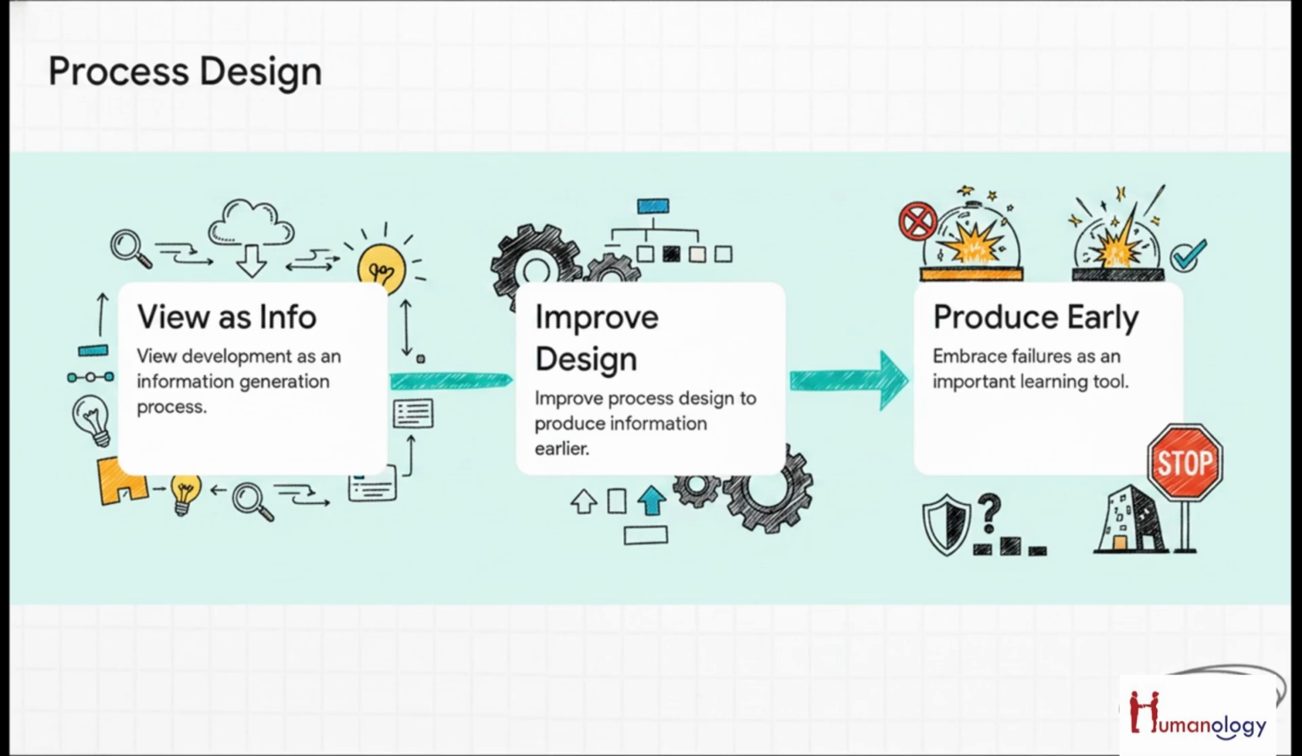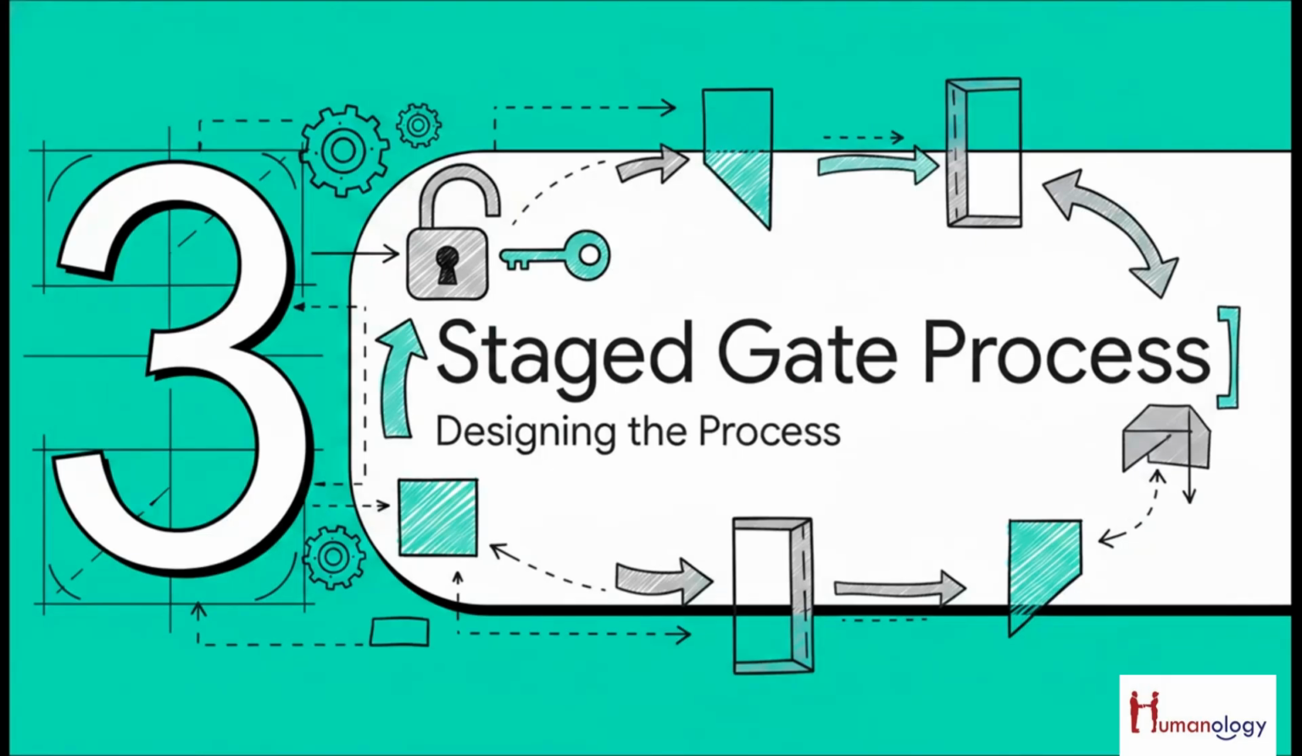Redesigning your process to surface that critical data right at the beginning is exactly how you prevent those massively expensive late-stage development disasters. Let's step into the blueprint phase of our explainer with Section 3, Hacking the Staged Gate.